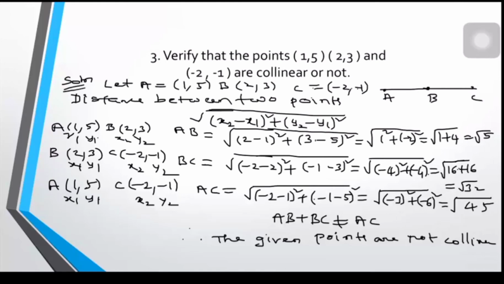This problem we can do another way also. So given points 1 comma 5, 2 comma 3 and minus 2 comma minus 1. These are 3 points. Area of triangle ABC: if the points are collinear, then the area of the triangle is equal to 0.